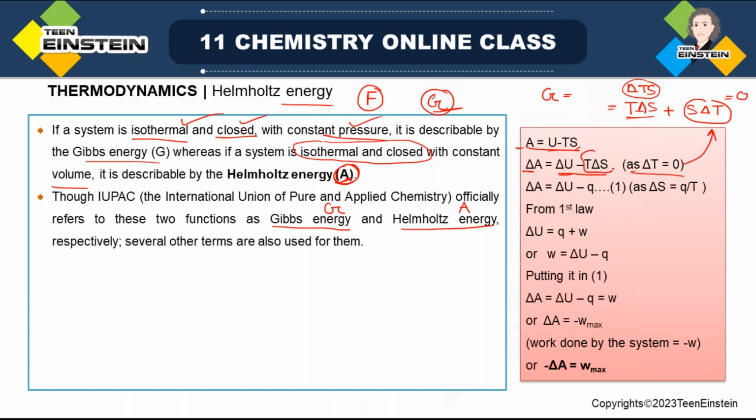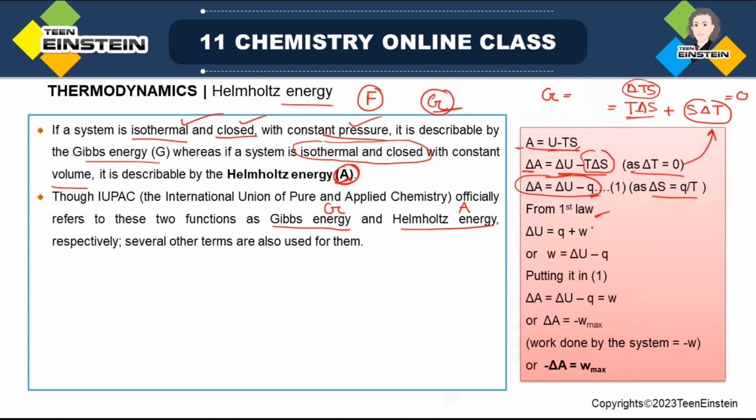Now in place of T del S, you can also write Q, because we know the relationship between del S and Q: del S is equal to Q by T. That means Q should be equal to T del S. So instead of writing T del S, now we have written Q, heat. So this is equation number 1: the change in Helmholtz energy is equal to the change in internal energy minus Q.